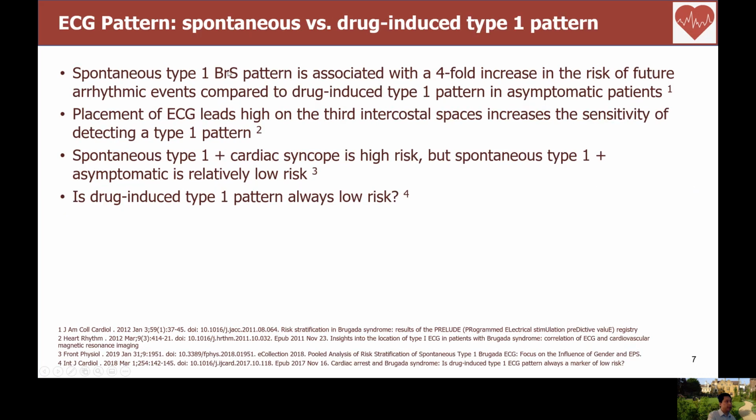The ECG patterns: spontaneous type 1 pattern is a very important risk marker compared to drug-induced pattern, but the sensitivity to pick up the spontaneous pattern increases when you put the ECG leads higher up into intercostal spaces. So spontaneous type 1 pattern and cardiac syncope is high risk, but what about spontaneous type 1 pattern and often asymptomatic? Well, a study recently showed it's relatively low risk. And you also want to ask the other question: if you've got only a drug-induced pattern, is it always low risk? And really the answer is no.